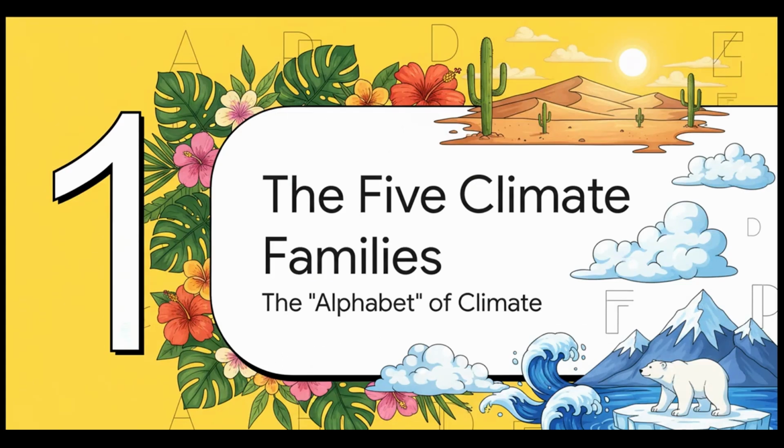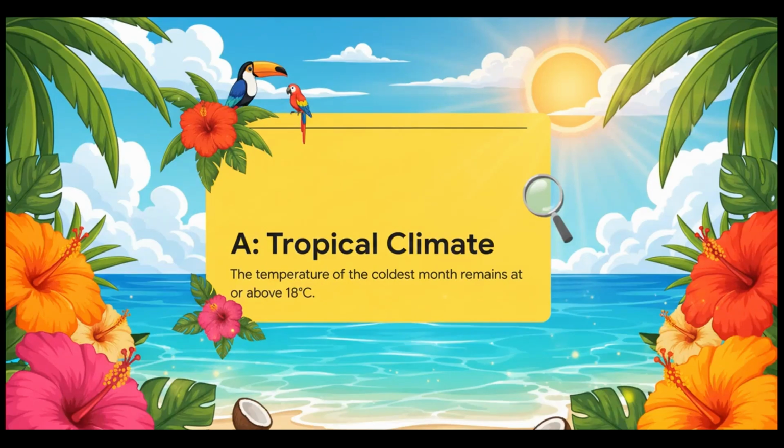Okay, first things first. The whole system is built on just 5 simple groups. Seriously, that's it. Think of them like the alphabet of climate. A, B, C, D, and E. All right, first up is the letter A. A is for tropical climates, and what that means is it's warm all the time. The key thing to remember here is that winter basically never shows up. Even the coldest month of the year is still a pretty comfy 18 degrees Celsius or higher.